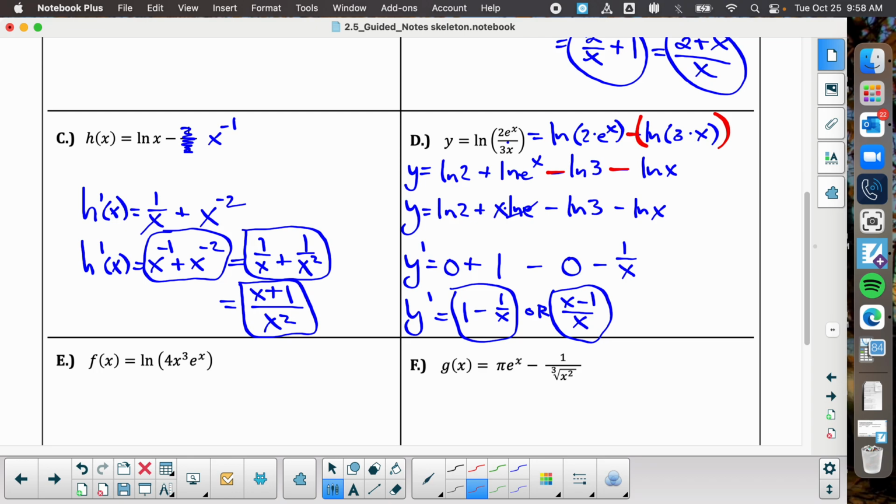ln of 2 and ln of 3 are both just constant numbers. It doesn't seem like they should be, but they're numbers. You can type them in your calculator and it'll give you a number answer. So it doesn't matter what number, because it's a constant, so its derivative is 0. Correct. So yes. Oh, I thought you were raising your hand. That's all right.